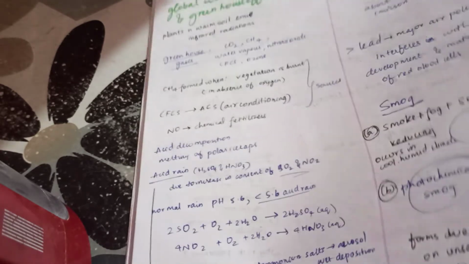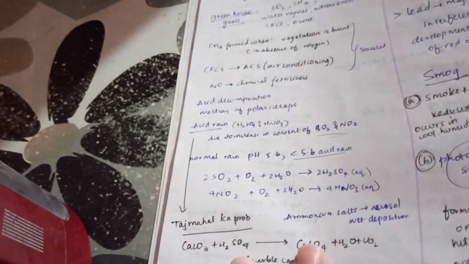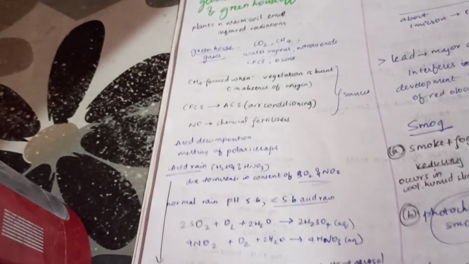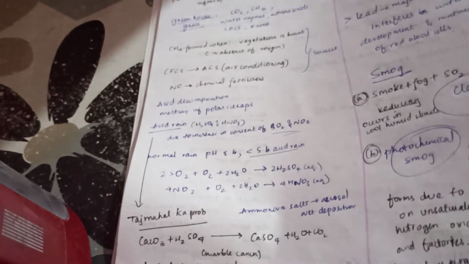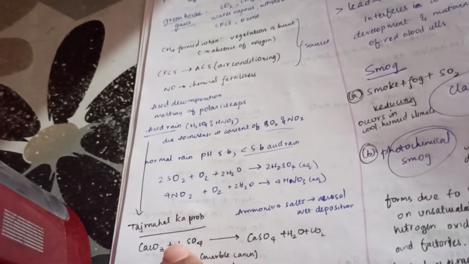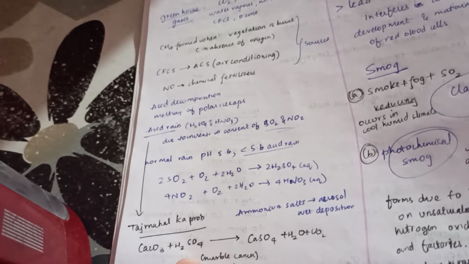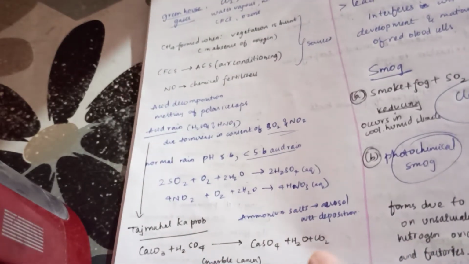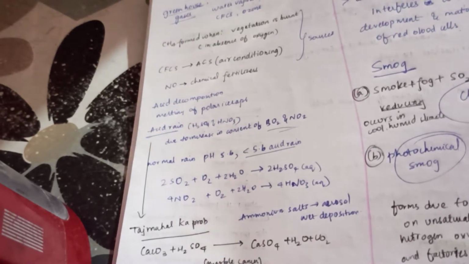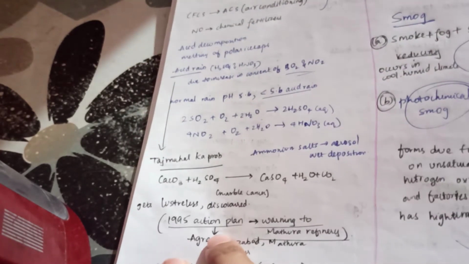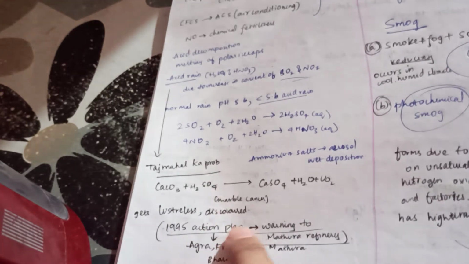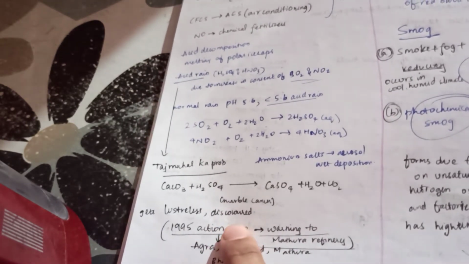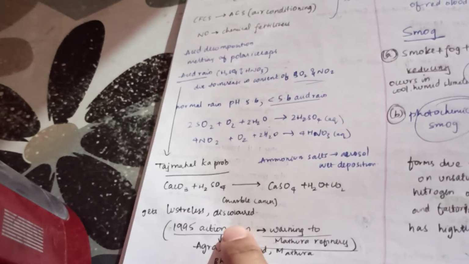Both fall in the rain and destroy monuments. Like the Taj Mahal even faced the problem. The Taj Mahal is made up of calcium carbonate, CaCO3. So calcium carbonate, when it reacts with acid, forms CaSO4 plus H2O plus CO2. This is marble cancer, we call it marble cancer in short. This makes the monument look lusterless and discolored. So the attraction is lost with acidic rain.